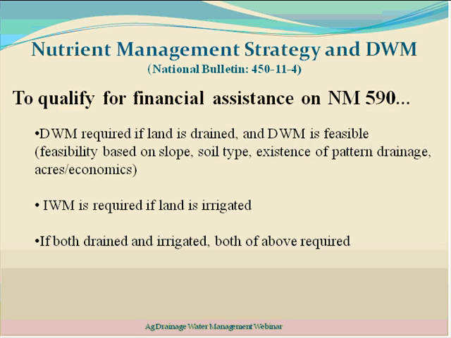Now, we base feasibility on things like slope, soil type, existence of pattern drainage, and how many acres you can affect with a single structure, so it's an economical consideration too. And those issues are addressed by each individual state. IWM is also required under this strategy if the land is irrigated, and if it's both irrigated and drained, both of the above practices, IWM and DWM, are required.